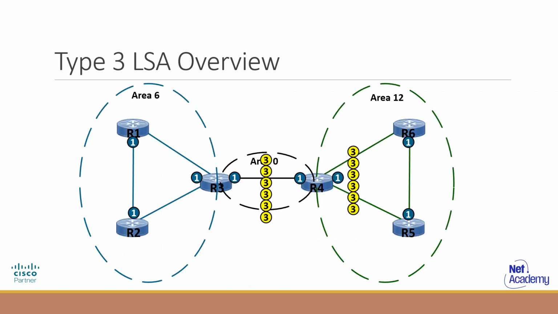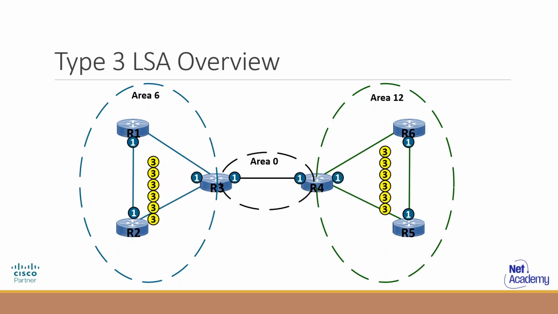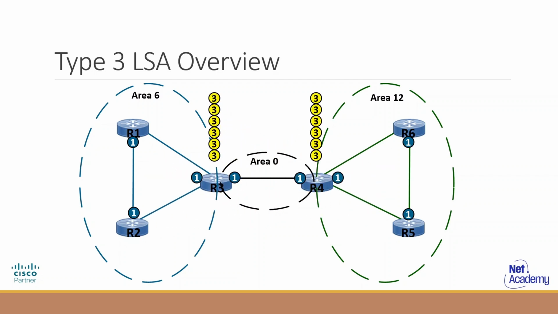Let's talk about the worst named LSA of all time, the type 3 LSA or the summary LSA. These are a little bit weird. We have our type 1s that are going back and forth, for example. And then we take the information in an area, like in area 6, and they call it a summary LSA because it's kind of summarizing area 6 for area 0. And it's telling area 0, hey, here's all the things I know about in area 6.